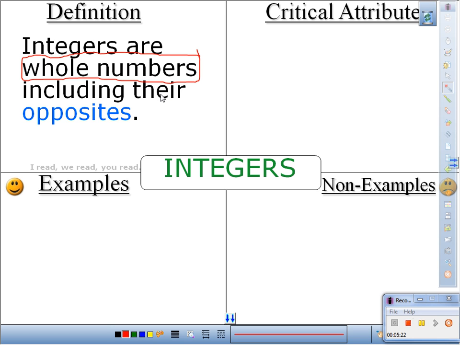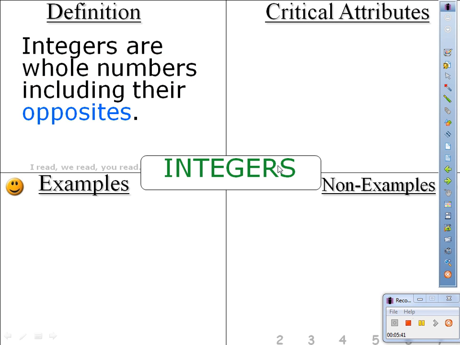What are whole numbers? Whole numbers are counting numbers including 0. Let me repeat that again. Counting numbers including 0. Okay, so let me take you back to preschool.